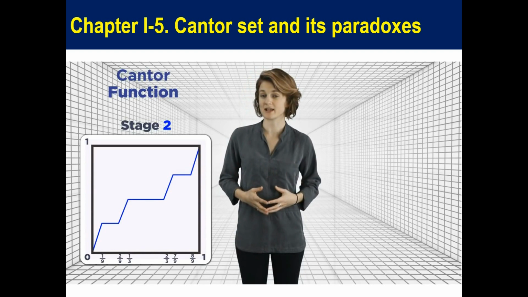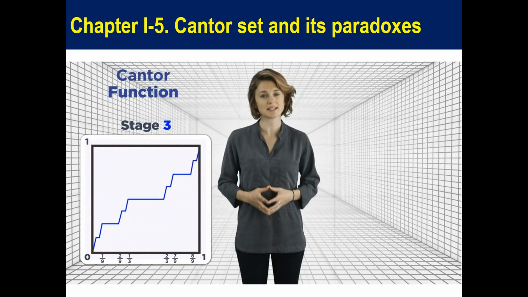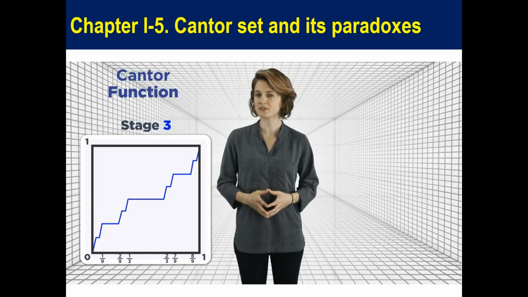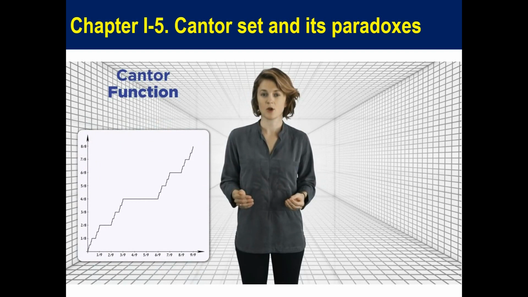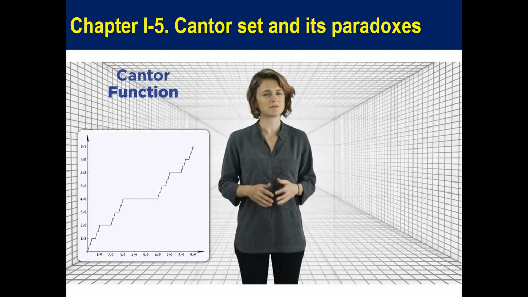For each diagonal line in the previous stage, we replace its middle third with a flat line at the midpoint of its height, then fill in the remainder with diagonal lines. Then you just keep doing this. The Cantor function is the function you end up with after infinitely many stages. We've broken up all the diagonal lines until they're infinitesimal, and we're left with all these flat line segments.